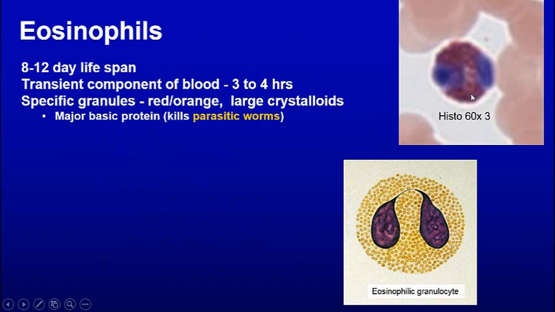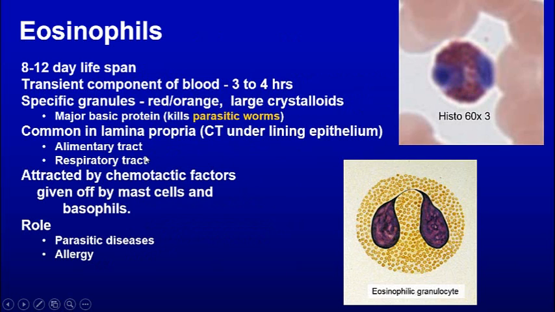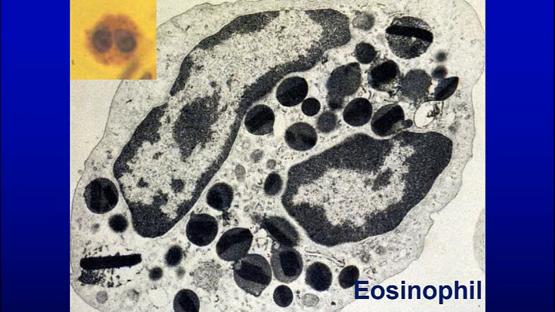Eosinophils, you can see the bright red granules, but it's also lobulated, as we can see. It only lasts for a few days, and you have higher concentration of these if you have parasitic worms. Common in the lamina propria of the GI tract, respiratory tract, attracted by chemotactic factors. If you need more, they'll pull something there to go where a parasite would be. And the role is parasitic disease and allergic response.